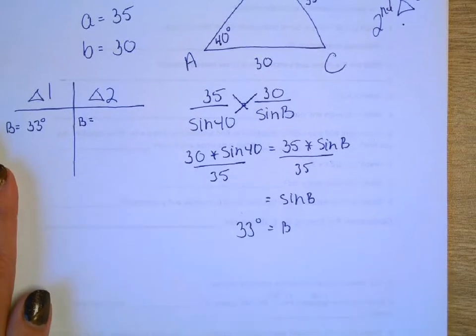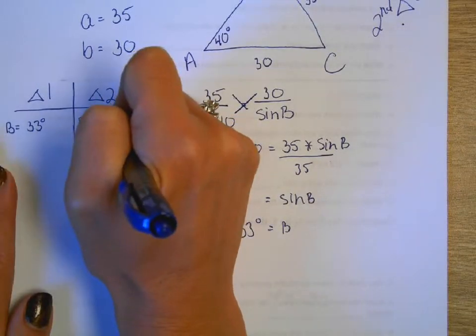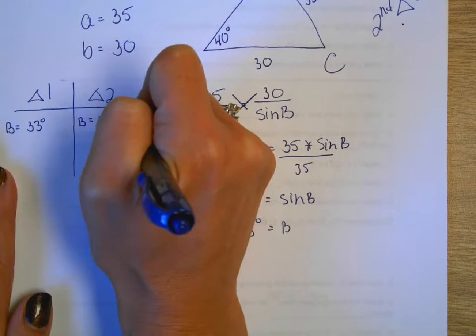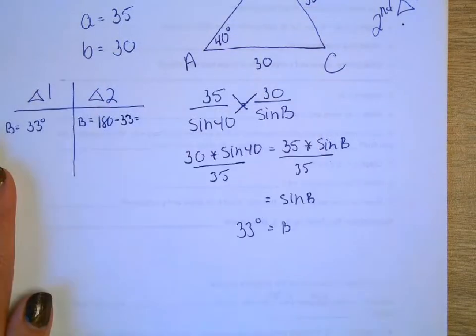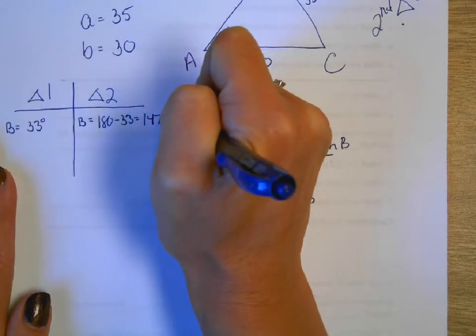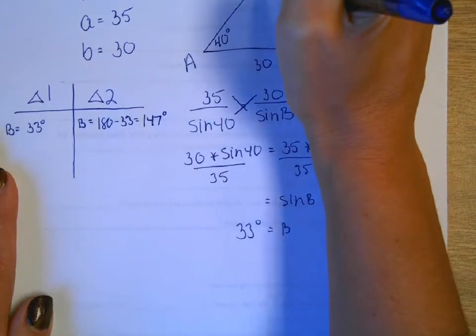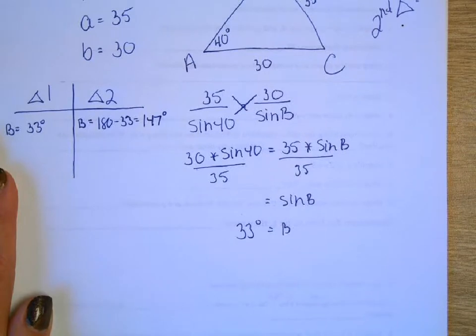So how do I get the second angle? 180 minus 33. What is 180 minus 33? 147. So the angle B could be 33 degrees, or it could be 147 degrees.